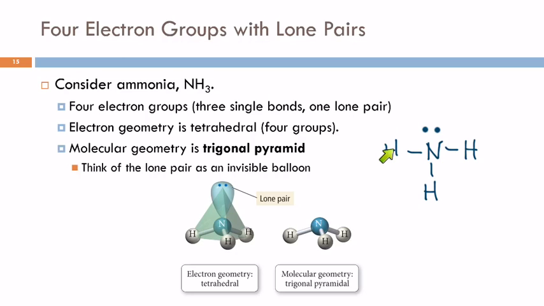Okay, so here's the Lewis structure for ammonia. When we look at the central atom, we see that it has 1, 2, 3, 4 groups. 4 groups will arrange themselves in a tetrahedron, so we'll get a shape like this. 3 of these groups are bonds to hydrogen. The 4th group is the lone pair. So the electron geometry, the geometry of the electron groups, is a tetrahedron.